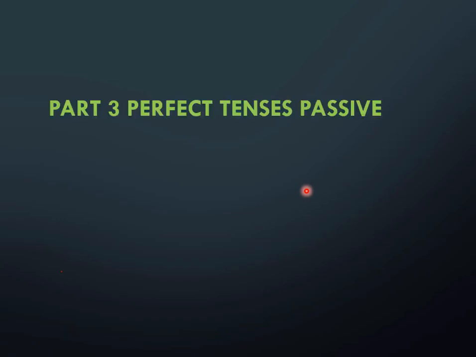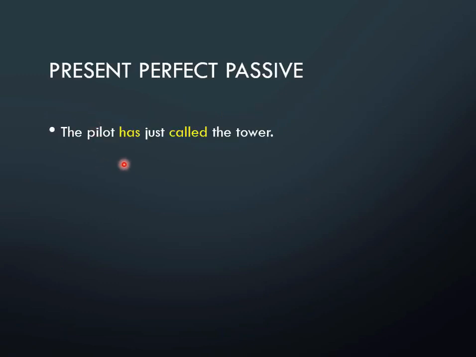Here we are in the third part of the passive tenses. In this third part, we are going to talk about the perfect tenses in passive. Look at this example. The pilot had just called the tower.